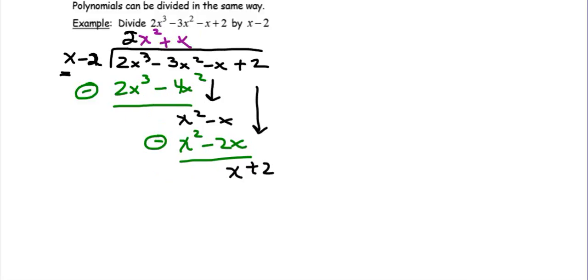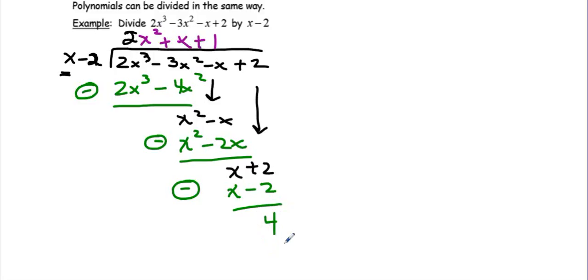What do I have to multiply x by to get x? Well, that's easy. 1, positive 1. And so I'm going to end up here with 1 times x, which should be x, and 1 times negative 2, which is, of course, negative 2. Do my last subtraction here. 2 minus minus 2 is 4.